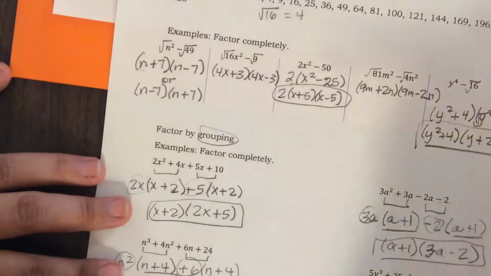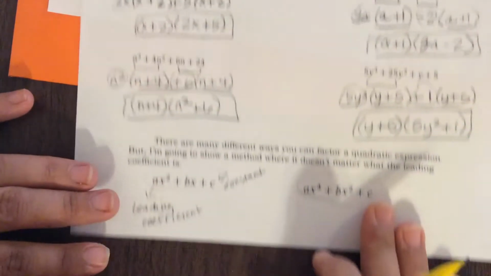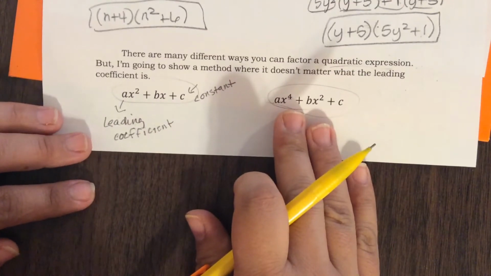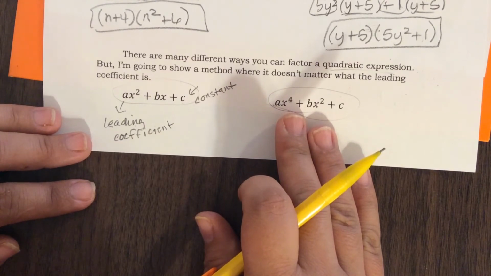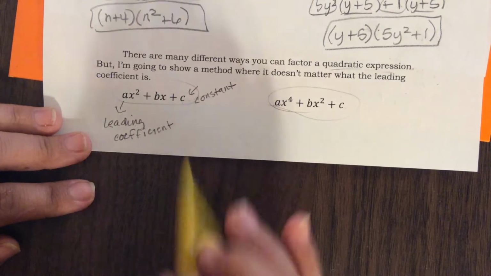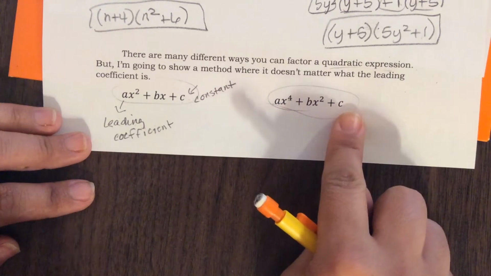So as you guys just saw, factoring difference of squares and by grouping is fairly easy. This is a little bit more complicated, factoring quadratics. And the reason why is because there are various methods. You just have to remember that this is the leading coefficient and this is the constant. And so this term is similar to this. You still have your leading coefficient and constant.